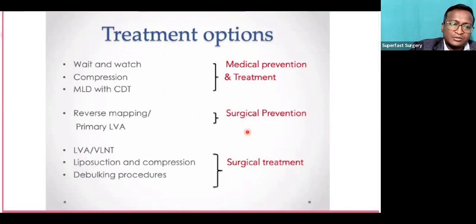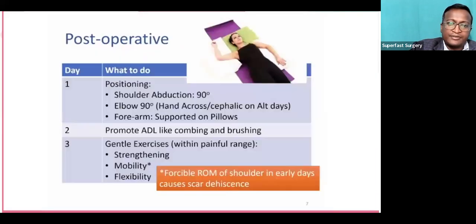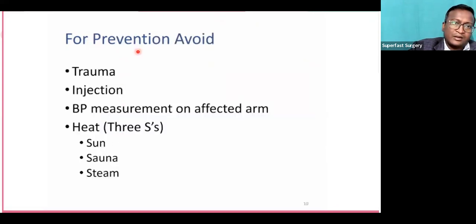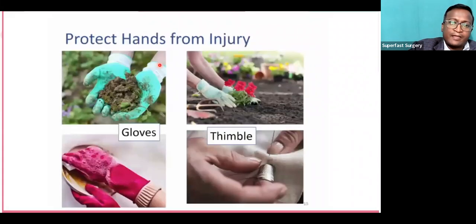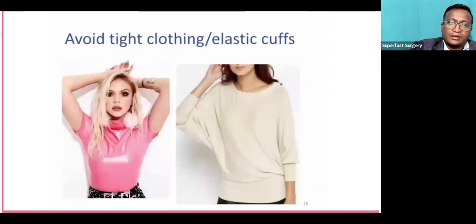I'm discussing this because they have asked how you surgically manage lymphedema. So you need to understand lymphovenous anastomosis, vascularized lymph node transfer, and liposuction, which are done in lymphedema treatment. This is prevention. This is what we advise every patient who undergoes MRM: keep the hand abducted and elevated to prevent development of lymphedema. Avoid trauma, injections, and blood pressure measurement in the affected arm; avoid sun, sauna, and steam. Protect the hand from injury, use gloves, use a thimble, and avoid tight clothing.